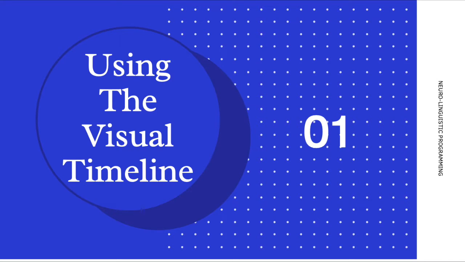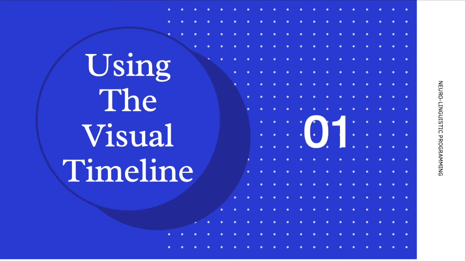In this lecture, we're going to talk about a very interesting method called the visual timeline. It is a neurolinguistic programming method that demands quite a bit of imagination and creativity, and it is absolutely phenomenal. It can even be used as a form of meditation exercise to reflect on your future and your past.